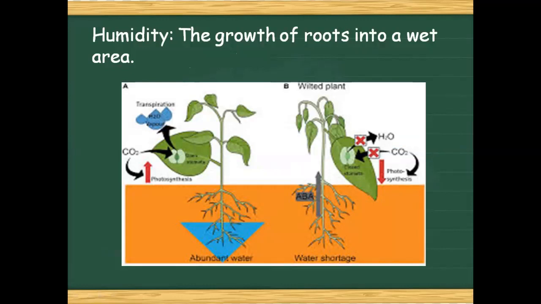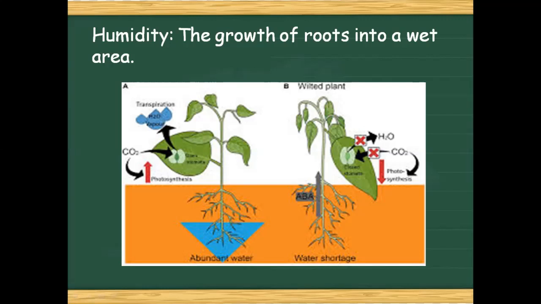Humidity, the growth of roots into a wet area. Now, humidity in the air causes a lot of moisture. So the roots will follow where that moisture is. If the moisture is to the left of where the plant is, the roots will go left towards the water. You can see in this picture where we have an abundant water. Abundant means a lot of water. Then the plant's roots are following down to that water.